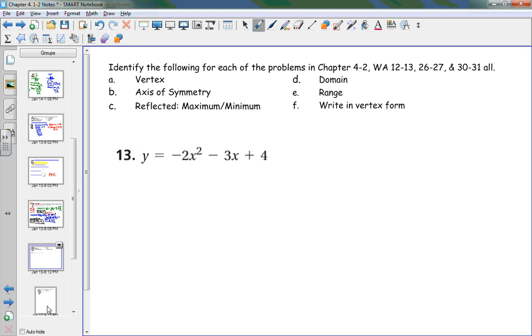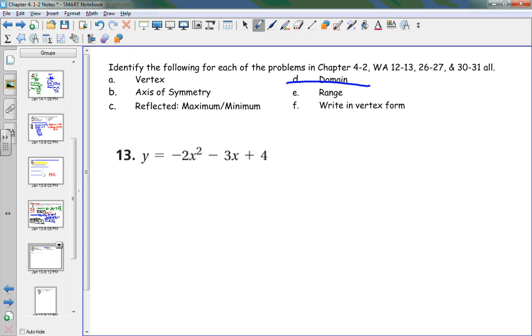Okay. This is number 13 out of your textbook, which is also a homework problem. I repeat, this is a homework problem. Now, I'm asking you to do A, vertex, B, axis of symmetry, C, max or min, D, the domain, and then the range, and then write vertex form. You do not have to do the domain. Why do you not have to do the domain? Because they're all an element of the reals.